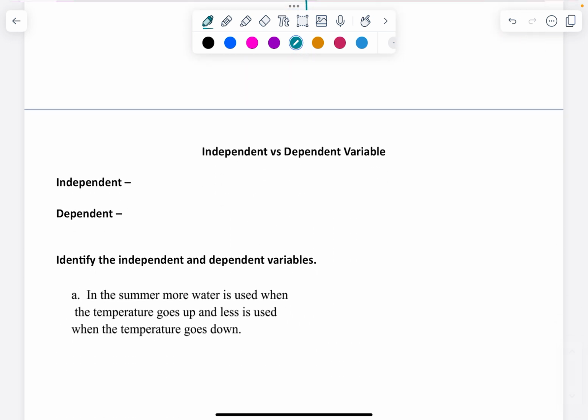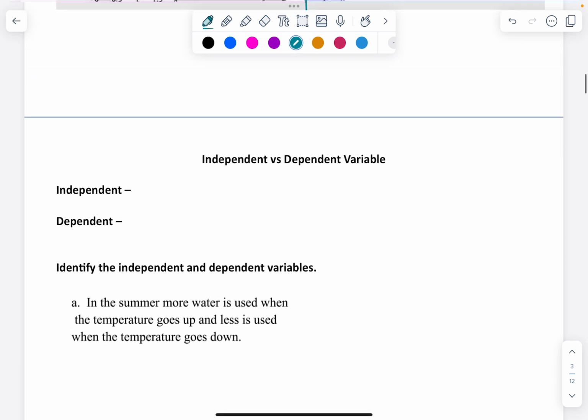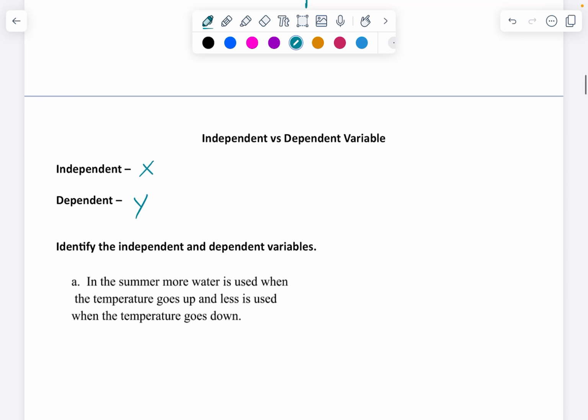Now, independent and dependent variables. Independent, those are x values. They can be whatever they want. But our y values depend on what the x is. And so those are dependent. So we want to identify what would be the independent and dependent variables in this case.